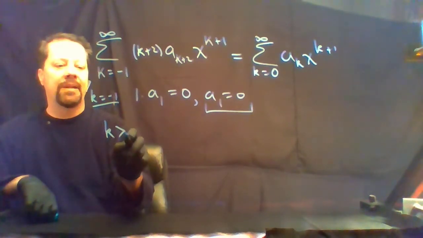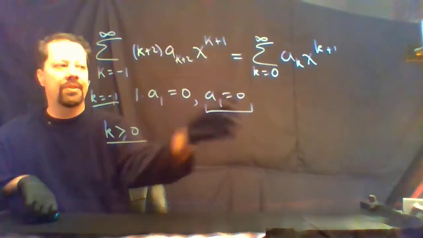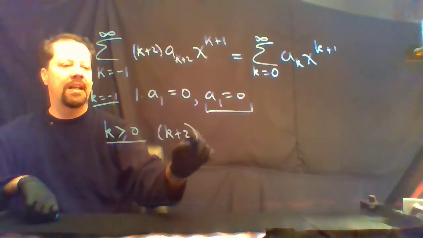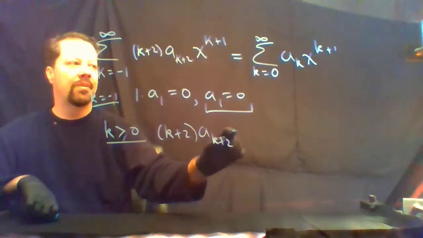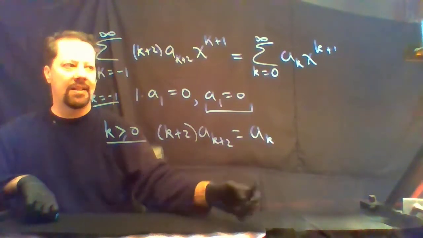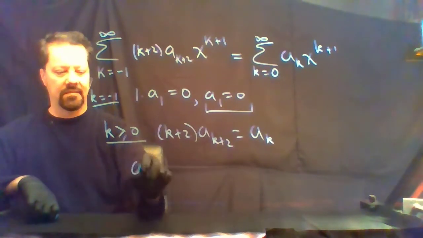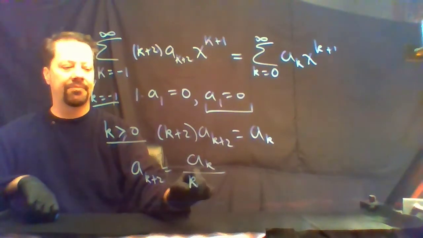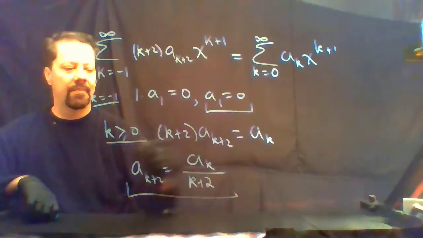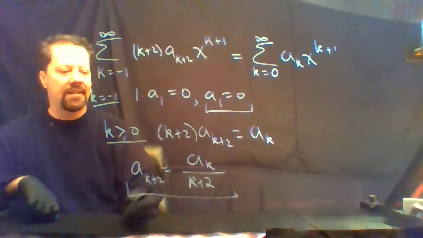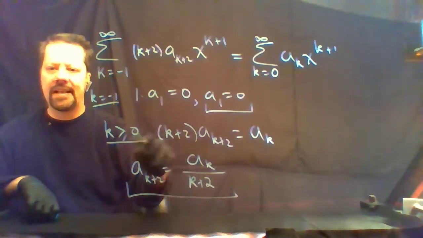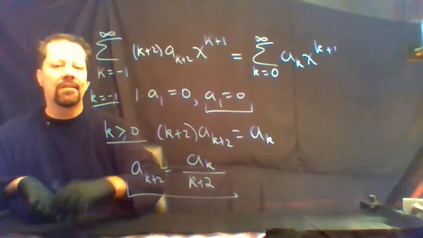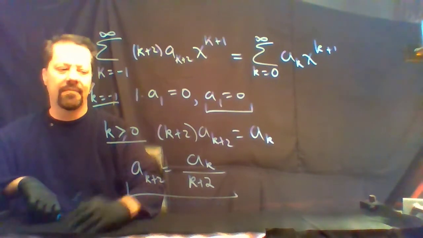When k is bigger than or equal to 0, then both series come into operation, and we get the recursion relation k plus 2 a sub k plus 2 equals a sub k. We find a sub k plus 2 is a sub k divided by k plus 2. You can see then that coefficient doesn't determine the next coefficient, it determines the coefficient 2 down the line. There's kind of an every other one principle here.